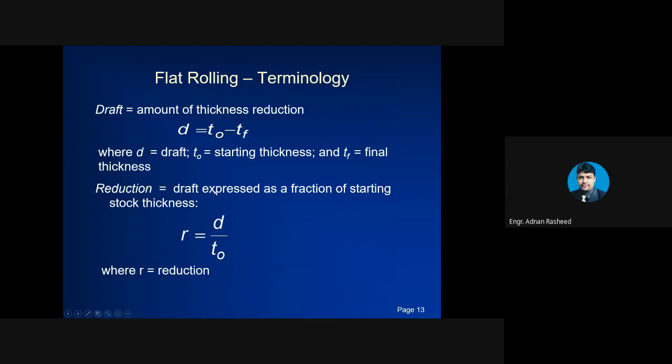Reduction is equal to the drop expressed as a fraction of the starting stock thickness. So if you define drop over original thickness, the value that you get will give you the reduction. Basically, D is the drop and T naught is the original thickness. So it is the ratio between the drop and the original thickness, expressed as a fraction of the starting stock thickness, where R is the reduction.